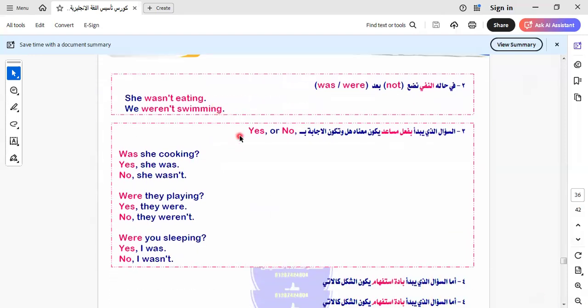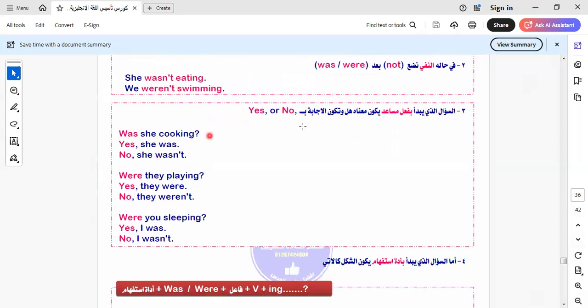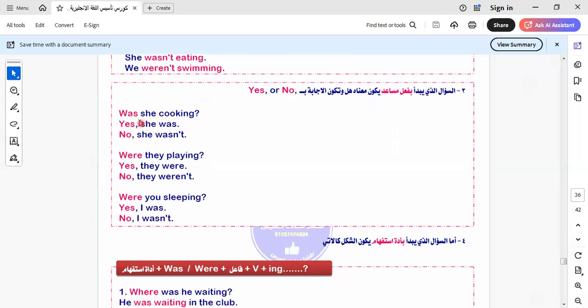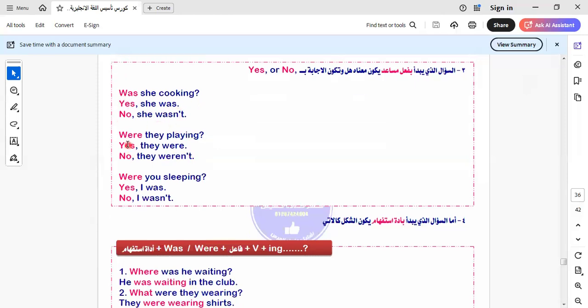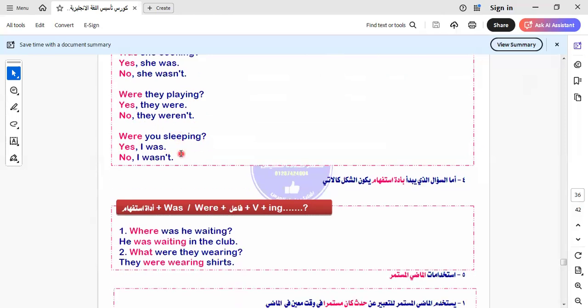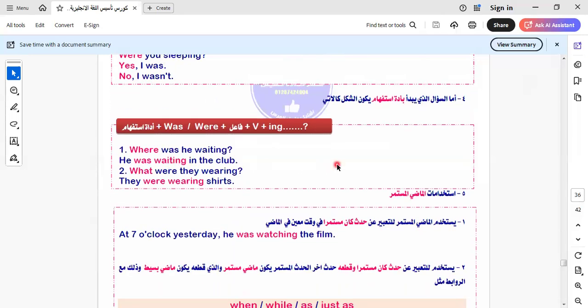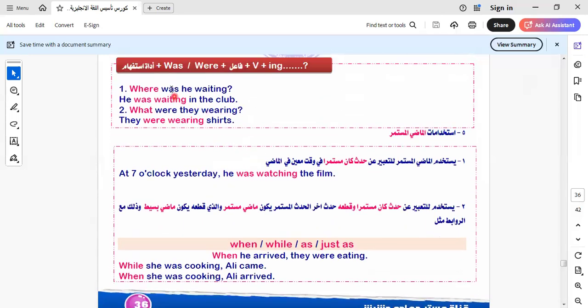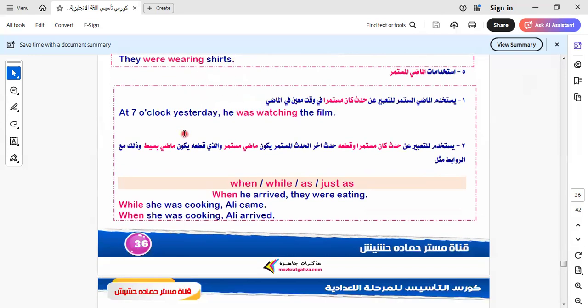When we make this tense negative, we say wasn't or weren't. When we make a yes/no question, we use this formula. Was she cooking? Yes, she was, or no, she wasn't. Were they playing? Yes, they were, or no, they weren't. Were you sleeping? Yes, I was, or no, I wasn't. The WH question is the same as in the yes/no question. Where was he waiting? He was waiting in the club. What were they wearing? They were wearing shirts.